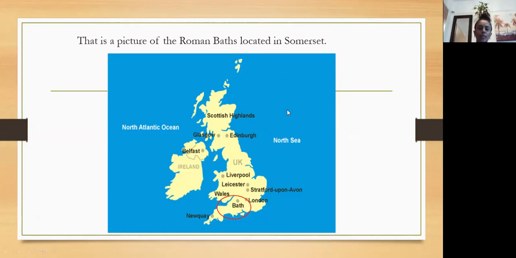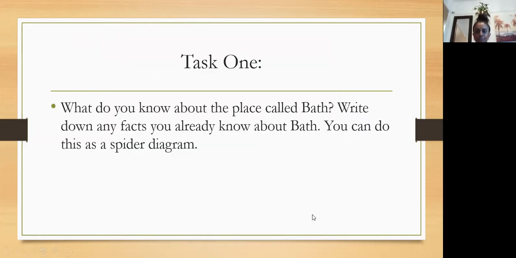If we look at the map of the United Kingdom, Bath is over here where you can see it circled in red. So your first task for today's lesson is to write down what you know about the place called Bath. Write down any facts that you already know. You can do this as a spider diagram if you would like. So that's your first activity for today's lesson.